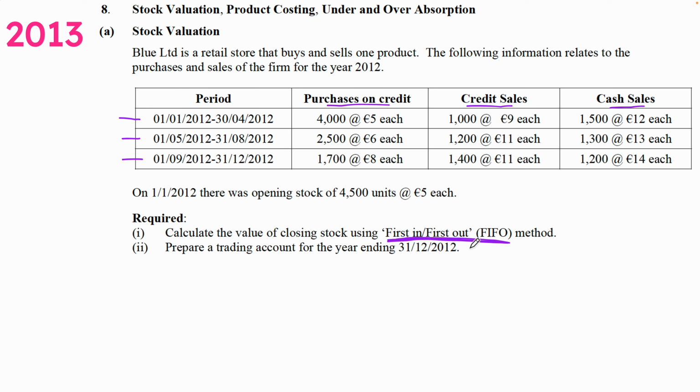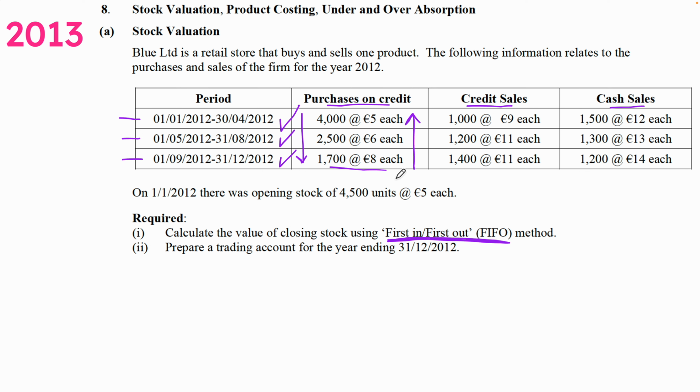Okay, so first in, first out, that basically just means that the stock that they buy first is what they're going to sell first. So they sell this one first, then they sell these units, then they sell these units. So they sell it in this order. So if we have any closing stock left, it will be, going up like this.